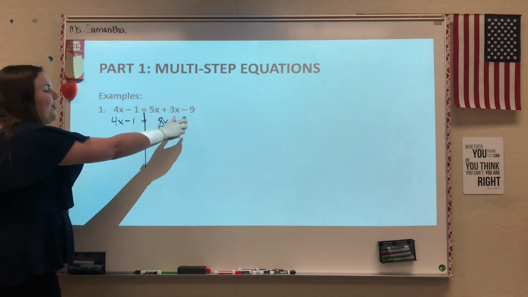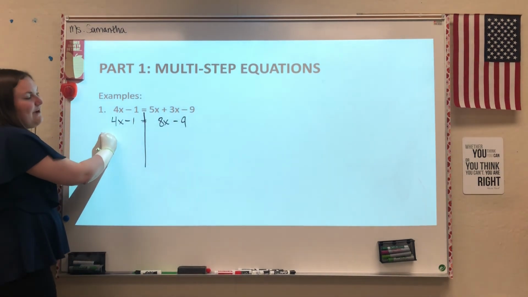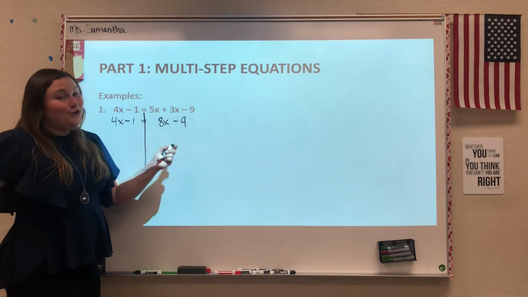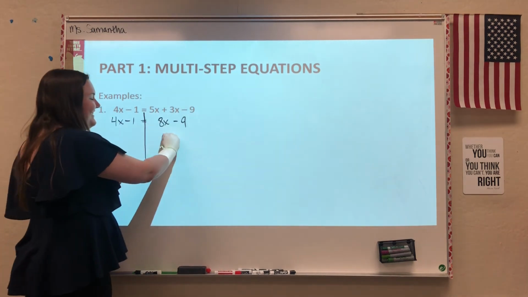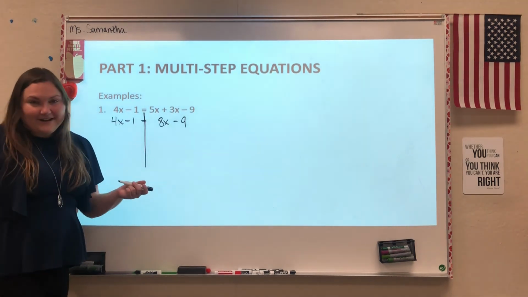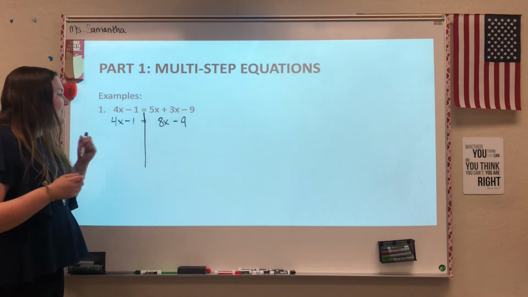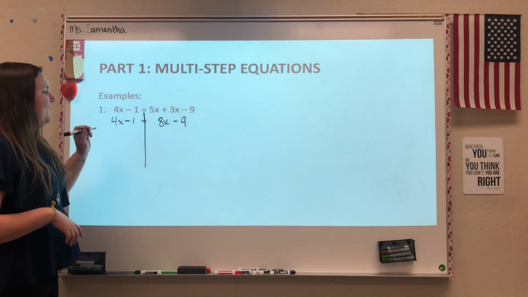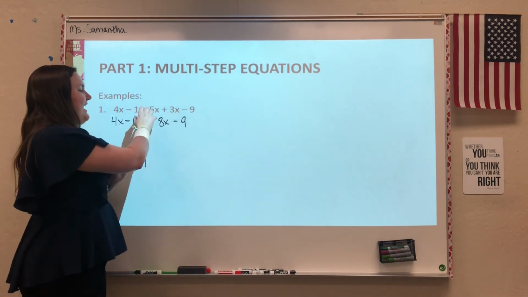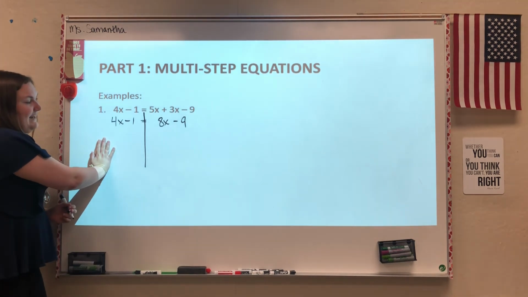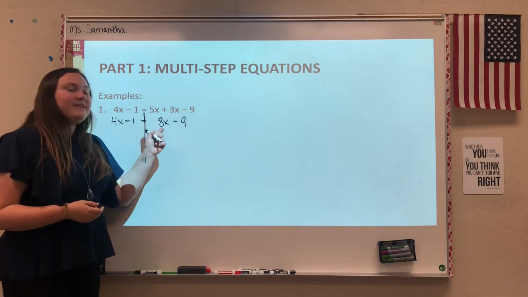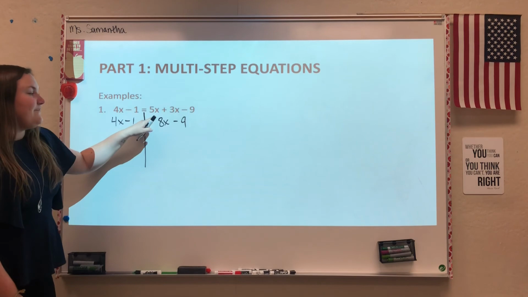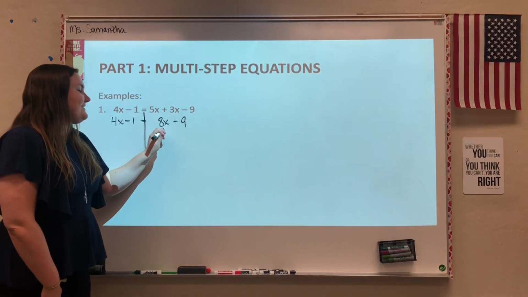Now you could bring all your x's over here. That would mean we want to get rid of 8x. You could also bring all your x's here. That would mean get rid of 4x. Doesn't matter which way you do it. I'm going to go ahead and say, let me bring x to this side. And if I want to do that, that means I need to get rid of 8x. The opposite of a positive 8x is a minus 8x.